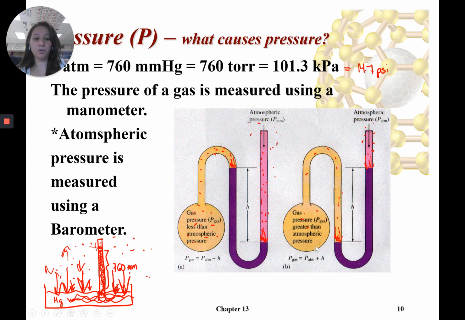So if we wanted the pressure of the gas here, we would take the pressure of the atmosphere plus the difference in the height. So here we subtract, here we add, because we can tell that here the pressure of the gas is higher than the atmospheric pressure. Here we can tell that the pressure of the gas is lower than the atmospheric pressure.